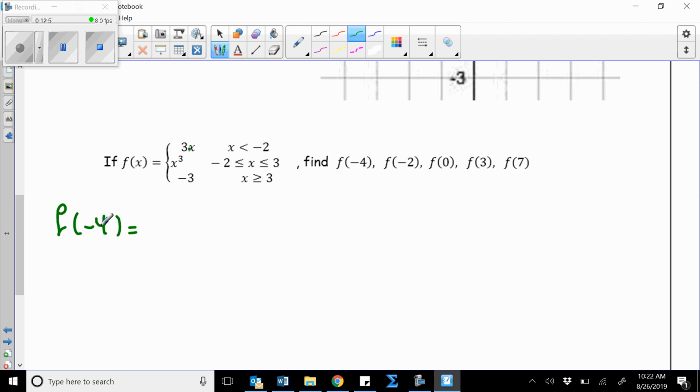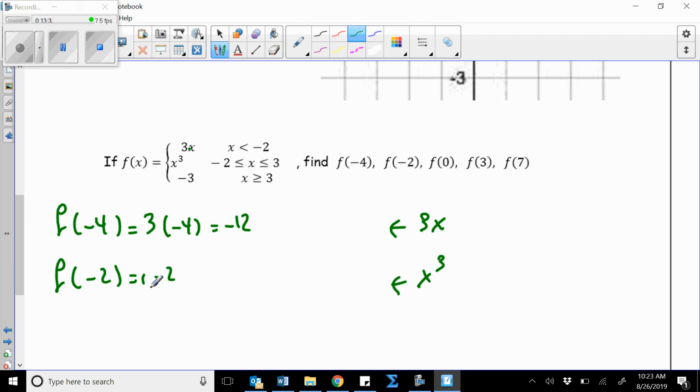So -4, where does it fit? Is it less than -2? Yes, it's less than -2. So I'm going to use this function 3x for this one. So I use 3x and plug in -4 for x, which is -12. Then f of -2. What is f of -2? -2 fits in the second one because it's greater than or equal to -2. So I use x to the 3 for this one. It's -2 to the power of 3, which is -8.